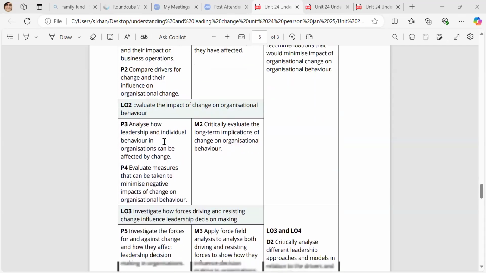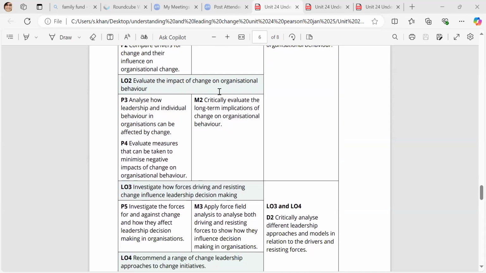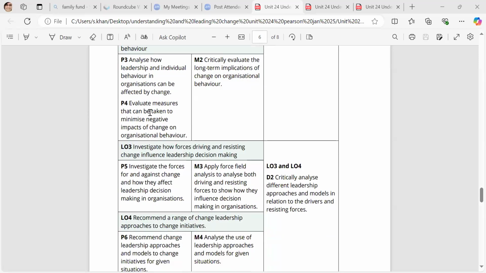In learning outcome 2, to evaluate the impact of change on organizational behavior, you have P3, which will look at analyzing how leadership and individual behavior in organizations can be affected by change. And P4, evaluate measures that can be taken to minimize negative impacts of change on organizational behavior. And then M2, critically evaluate the long-term implications.